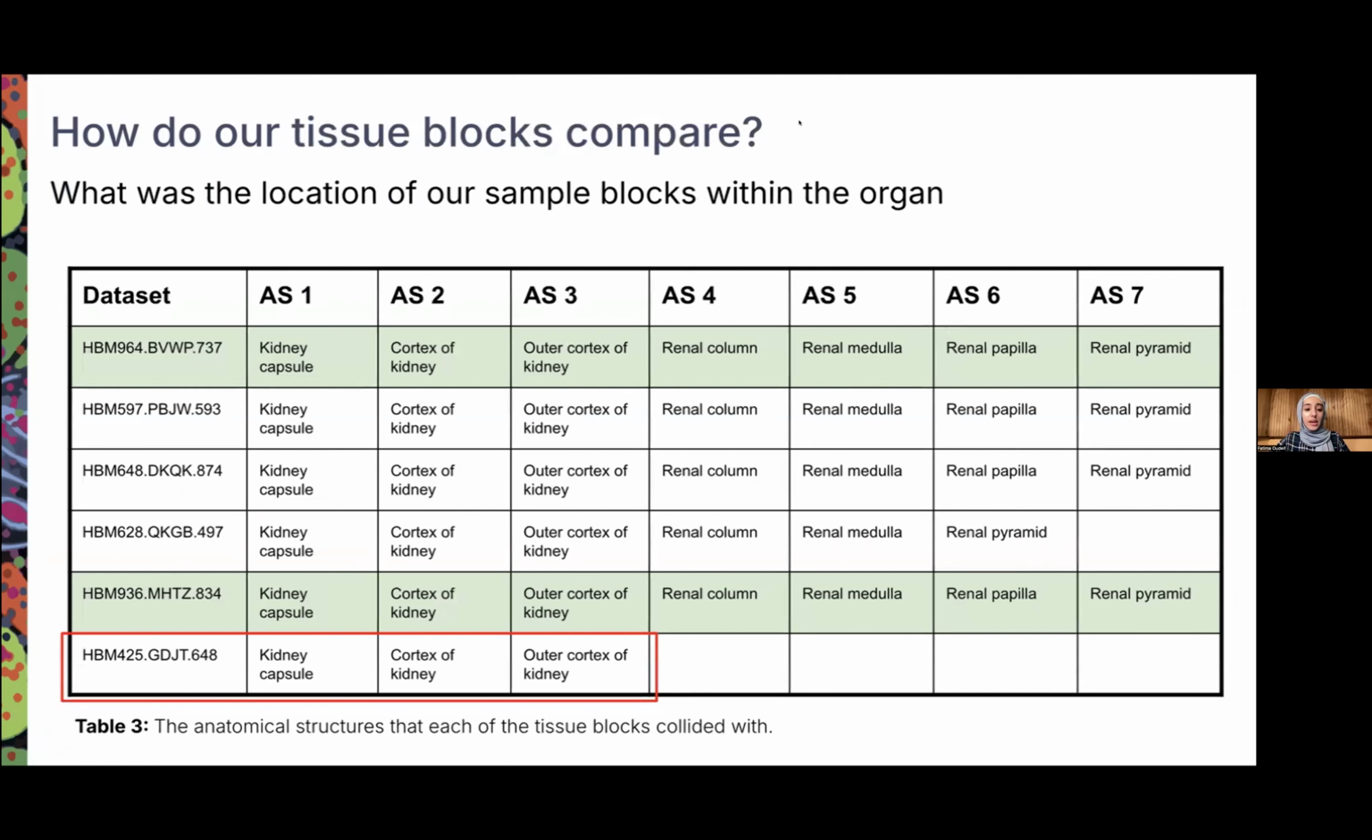And now the next step we need to do is to compare the location from which our tissue blocks came from. So we're looking at which structures the tissue blocks collided with. You can see over here that the first 5 entries, or the first 5 rows, pretty much have similar structures that the tissue blocks collided with, with the exception of the final row right here. This one did not collide with the renal medulla, in contrast to the other structures that all collided with the renal medulla, while this one did not. So I'm highlighting it because we will look more into it in future slides.